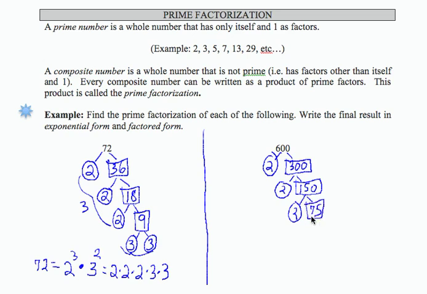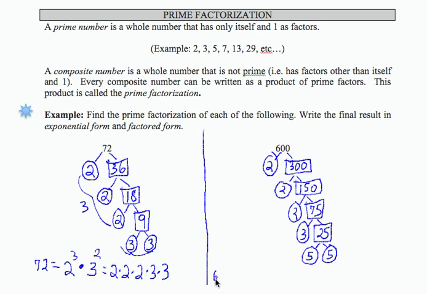75 gets a rectangle. 75 is not prime. 75, the smallest prime that divides 75 is 3. 3 gets a circle. 75 is 3 times 25. 25 is not prime, gets a rectangle. 25, the smallest prime that divides 25 is 5. 5 gets a circle. 5 times 5, 5 is also prime, gets a circle.